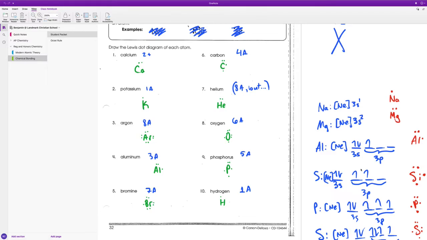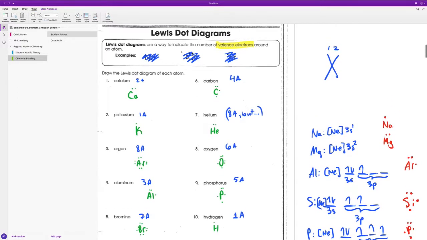Hey chemistry students, in this video I want to clarify why valence electrons are so important for chemical bonding. But before we do that, I want you to verify on your worksheet that you've completed those practice problems with the Lewis dot diagrams correctly. And just keep in mind the order that we place the electrons.